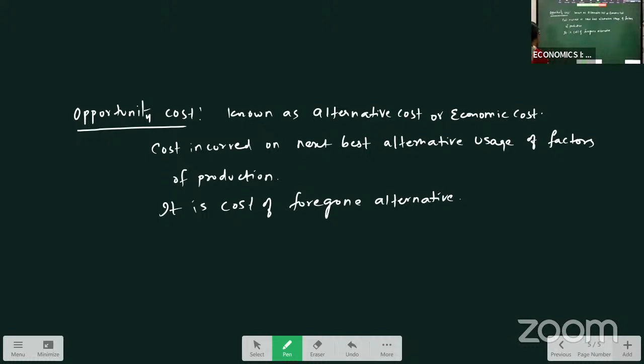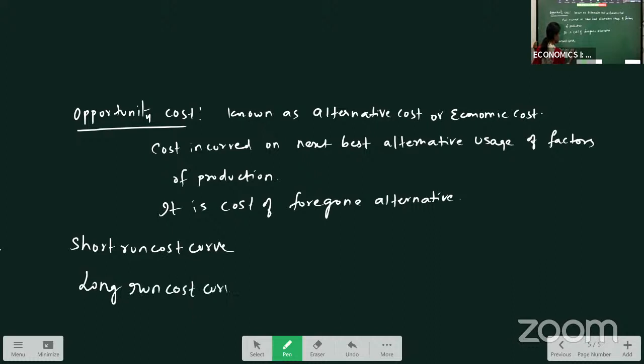Now we have some more types of cost, that is short run cost curves and long run cost curves. Same, based on our production we have short run and long run cost curves.